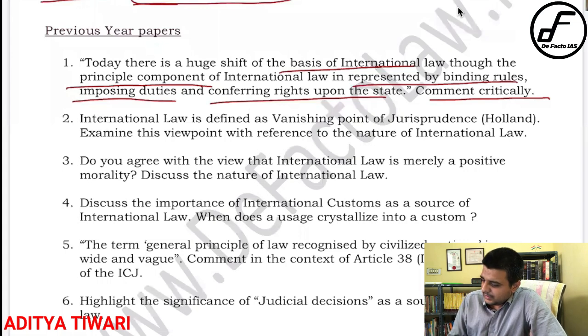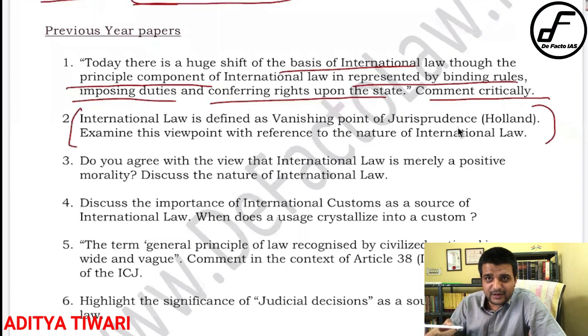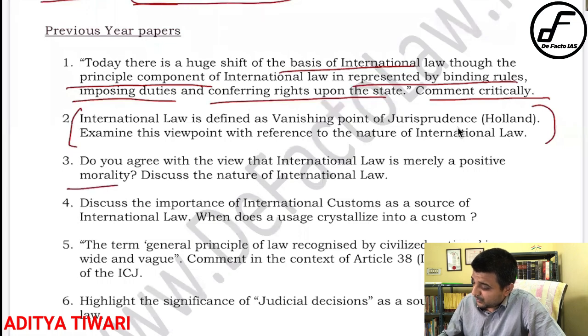Now second, international law is defined as a vanishing point. I have already discussed this in jurisprudence. This question was repeated this year, 2017 also, 2014 also, 2013 also. So for almost the last 10 years, this question has been repeated almost 5 times. Then, it is merely a positive morality.